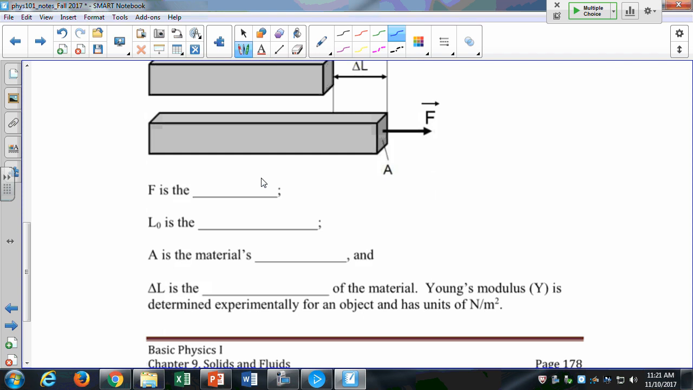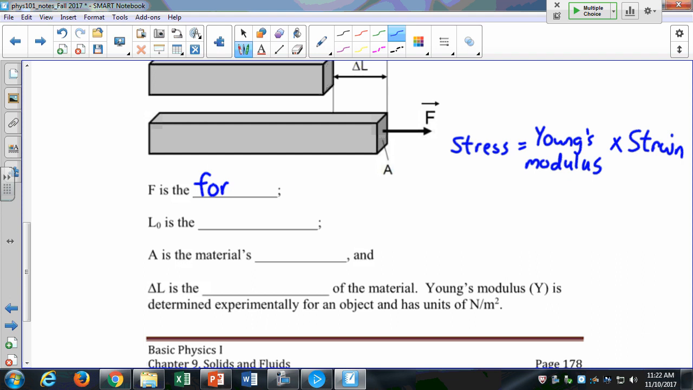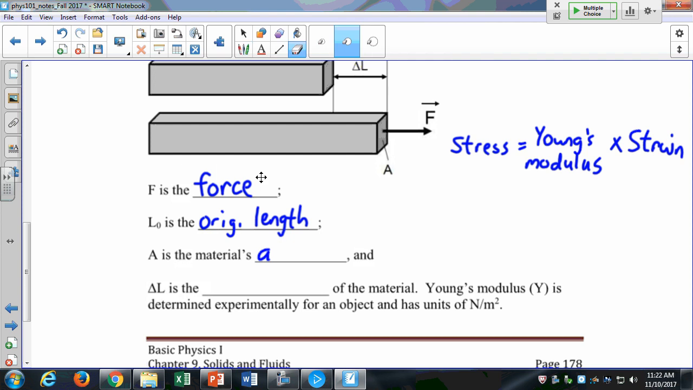All right, so the stress is equal to Young's modulus, times the strain. Here F is the force, L0 is the original length, and A is the material's cross-sectional area. And delta L is the change in length of the material. It's the strain.